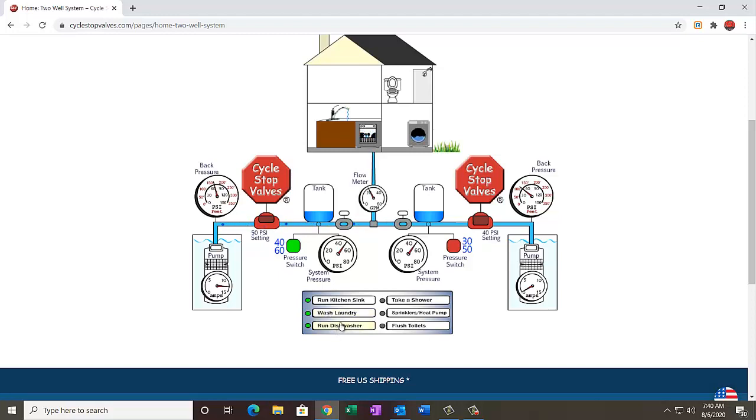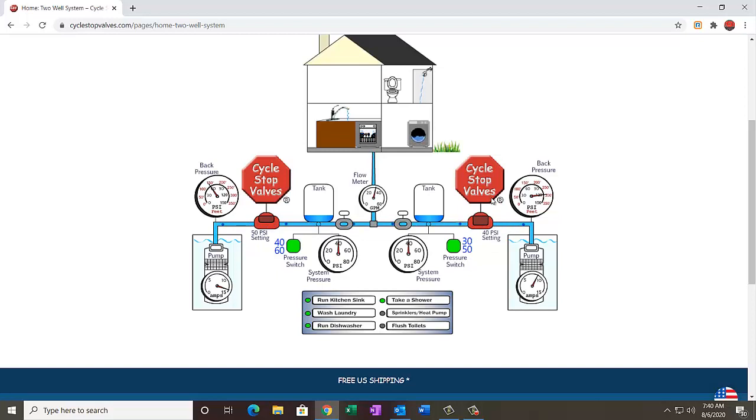When the laundry or dishwasher is started, the CSV opens even more to deliver the extra flow while still maintaining 50 psi constant. When even more taps are open, like to supply the shower, the first pump cannot produce enough water. The pressure in the system will drop from 50 to 30 psi, and the second pressure switch will start the second pump.